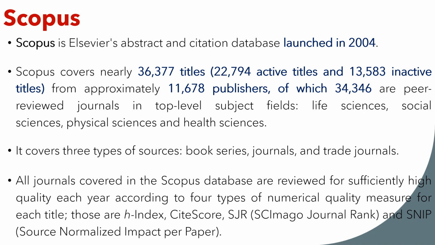Like in journals, we have review papers, working papers, original articles, conference papers, conference proceedings, then letters, notes, retracted papers, erratum. A number of things are there, and trade journals. So all the journals covered in the Scopus database are reviewed for sufficiently high quality each year on four different parameters. What are these parameters?